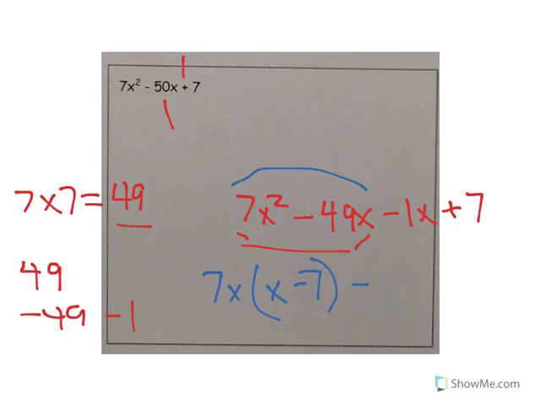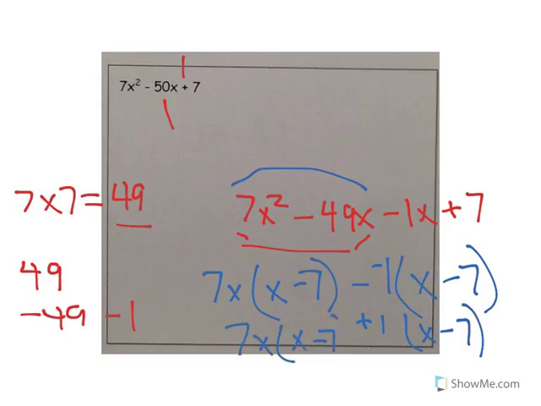Minus, and then what I can pull out of here is actually a minus 1, because that will change it to x minus 7, which is what I need. With the minus and the minus, that's going to end up being a plus 1 times x minus 7. So now we got our x minus 7 piece. So the answer is going to be 7x plus 1 times x minus 7. There we go.